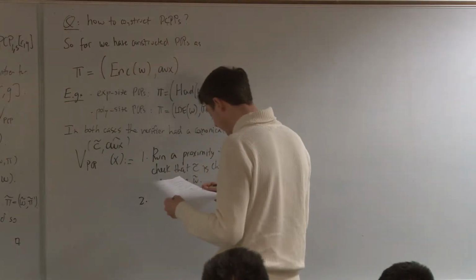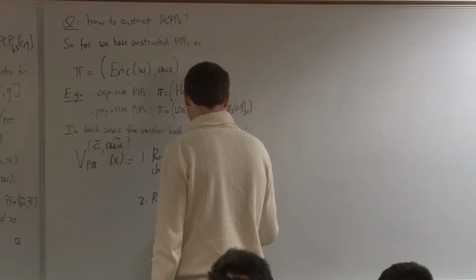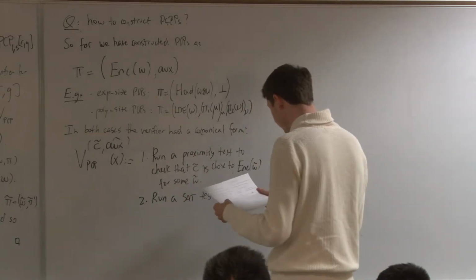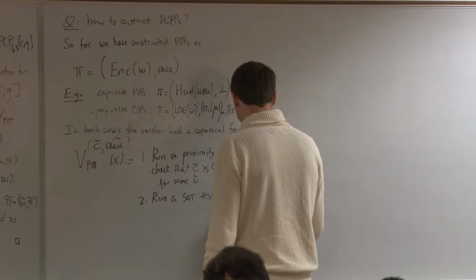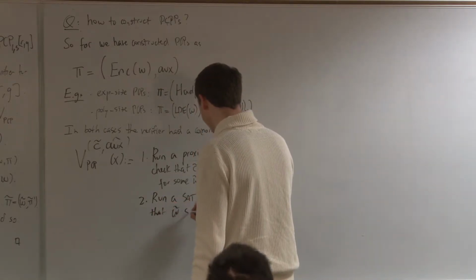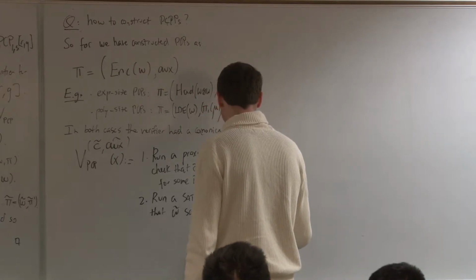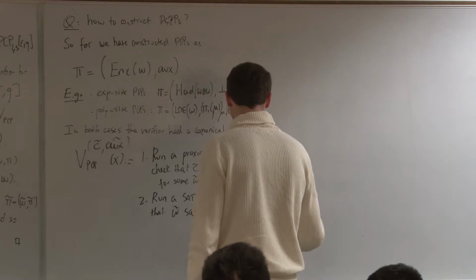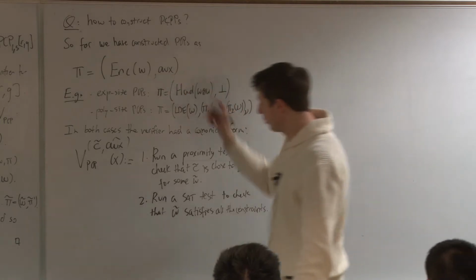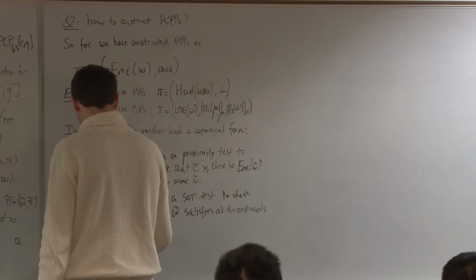And second, it will run a SAT test, a satisfiability test. I don't mean the SAT language, I mean some satisfiability test, to check that W tilde satisfies all the constraints. Okay? And again, to come back to these two examples, we can very precisely say what was happening in the two cases.